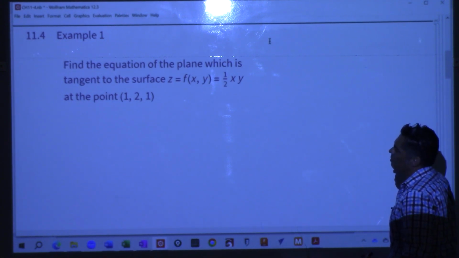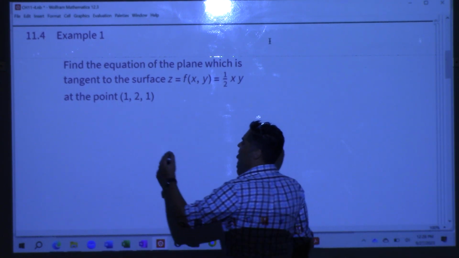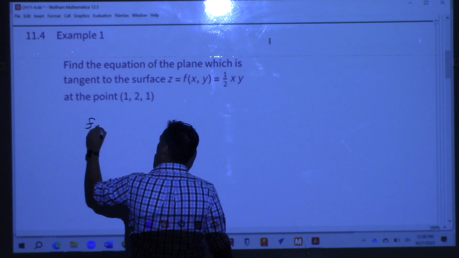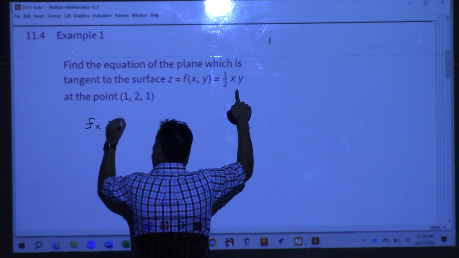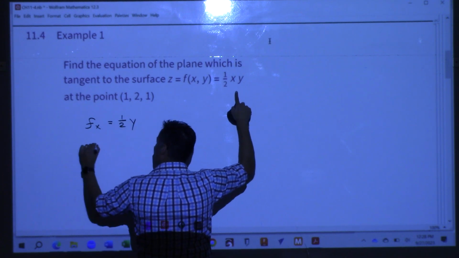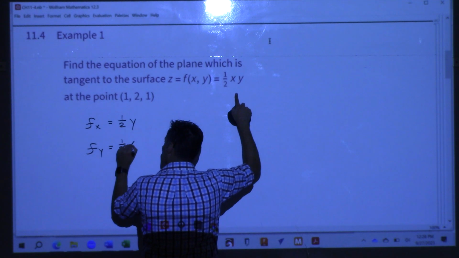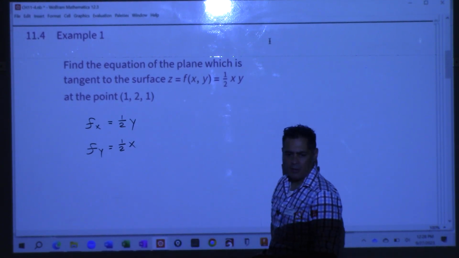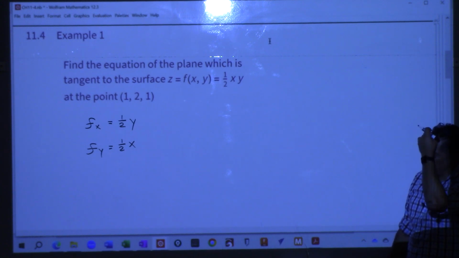So what do I need to do this? Partials, right? Need some partials. So what's the partial of this with respect to x? Oh man, this is going to be pretty simple, right? What's the partial of that with respect to x? 1/2 y. Okay, what's partial of that with respect to y? 1/2 x. Okay. 1/2 x, 1/2 y are the two partials there, or 1/2 y, 1/2 x.